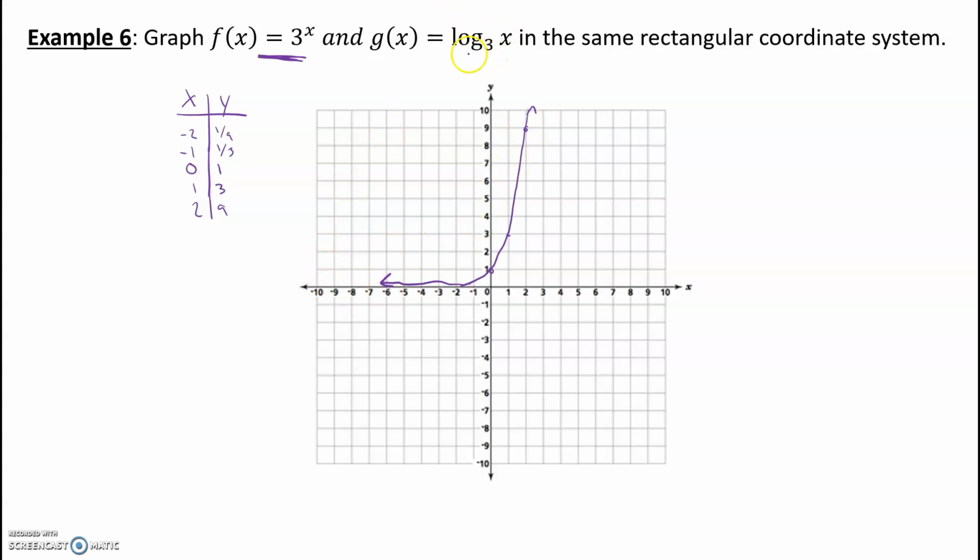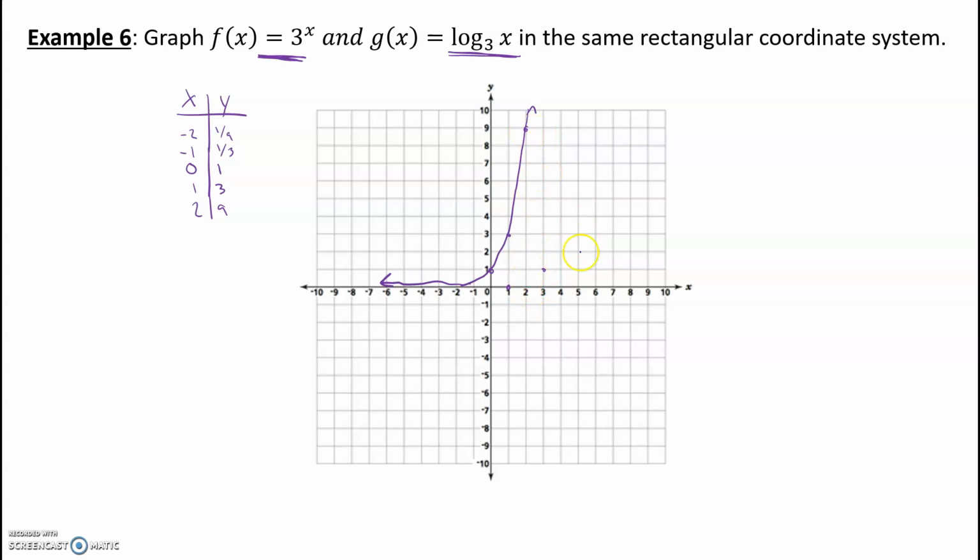Now the log, remember we talked about inverse functions. The log is the inverse. So exponents and logs go hand in hand. So remember when we talked about inverse functions, I think that was on Monday, we switched the coordinates. So this was 0, 1, now it's going to be 1, 0. This was 1, 3, now it's going to be 3, 1.